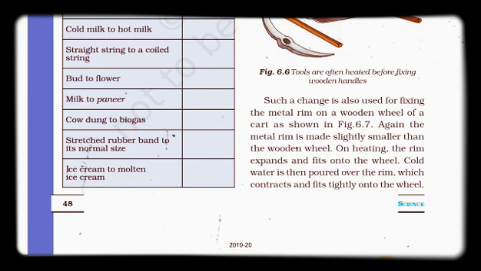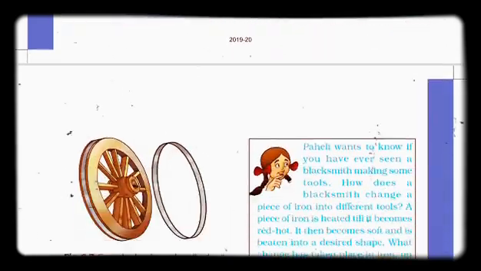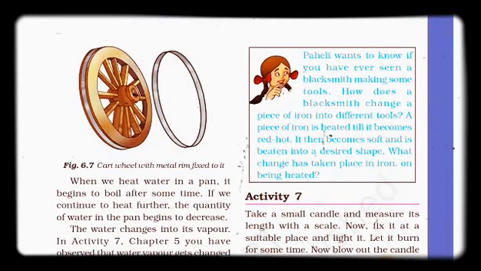Such a change is also used for fixing the metal rim on a wooden wheel of a cart as shown in figure 6.7. Again, the metal rim is made slightly smaller than the wooden wheel. On heating, the rim expands and fits onto the wheel. Cold water is then poured over the rim, which contracts and fits tightly onto the wheel. You can see the cart wheel with the metal rim fixed to it.